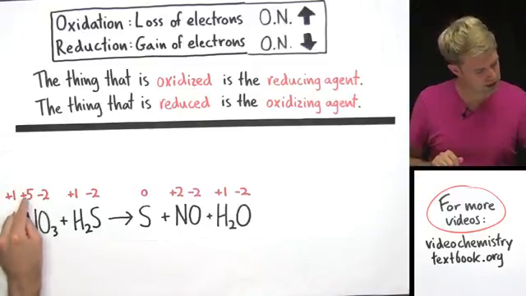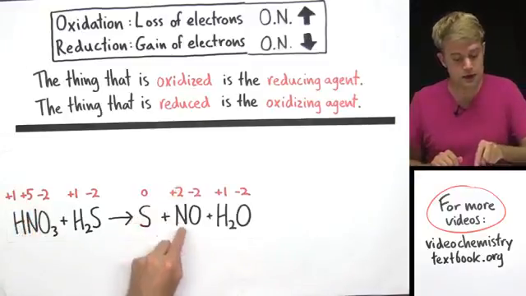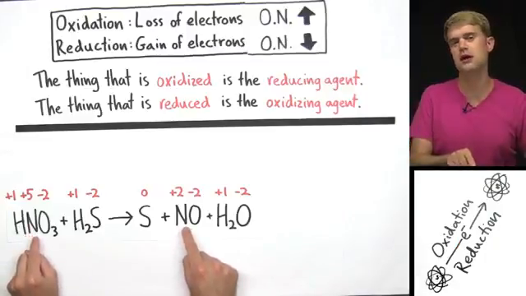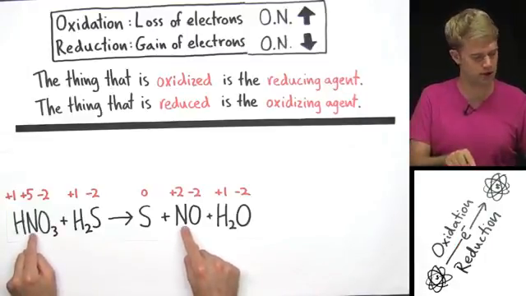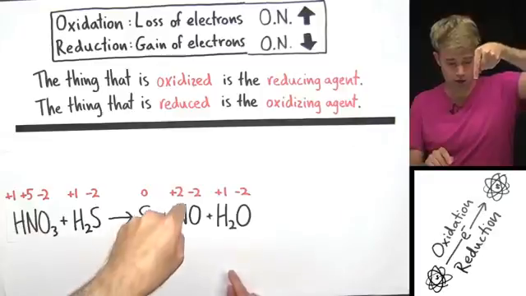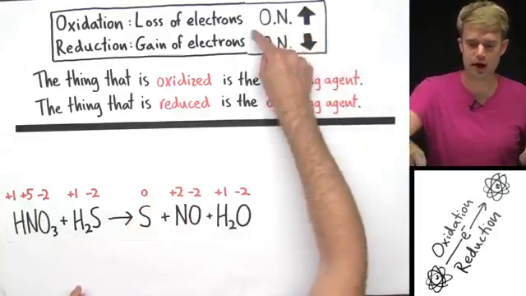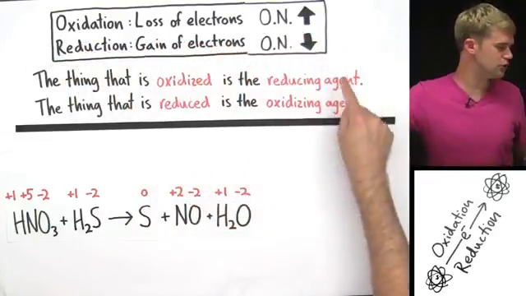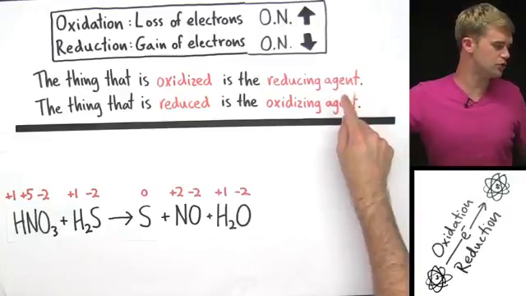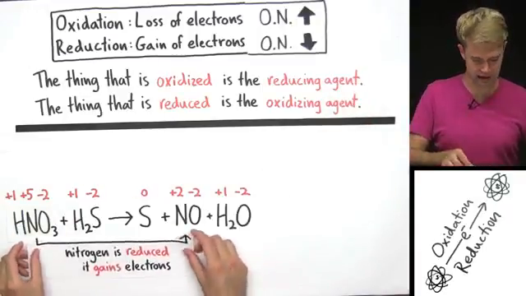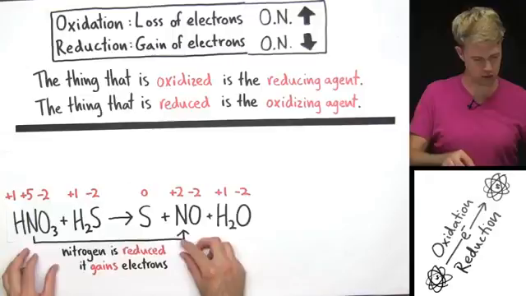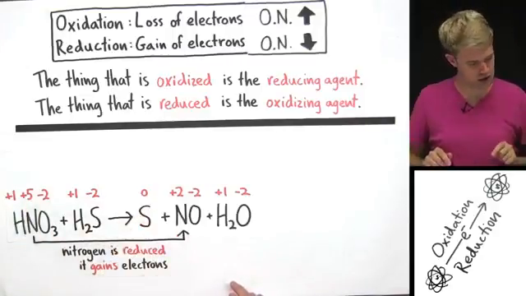Nitrogen here is +5, and then it's +2 over here. Okay, so we do see a change in oxidation number for nitrogen. It's going down from +5 to +2. So if your oxidation number goes down, it means you are getting reduced. You're gaining electrons. Okay, so nitrogen is being reduced from +5 to +2.